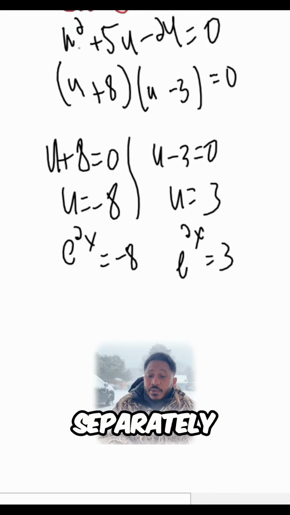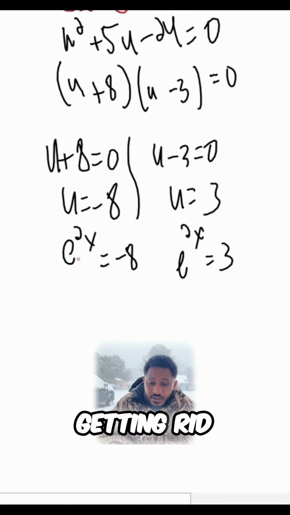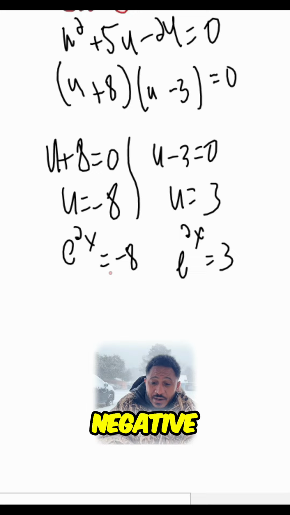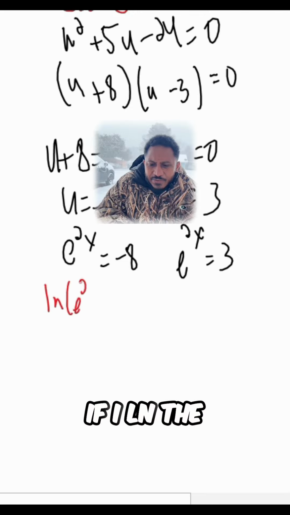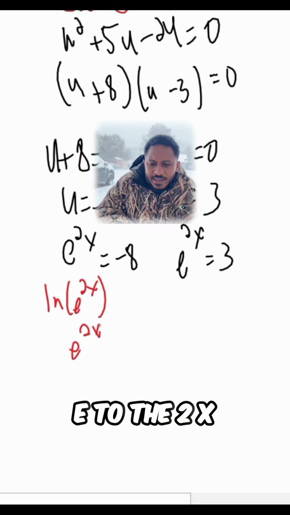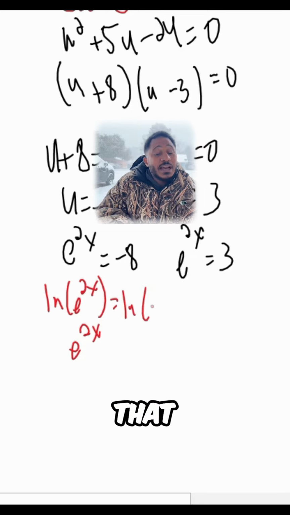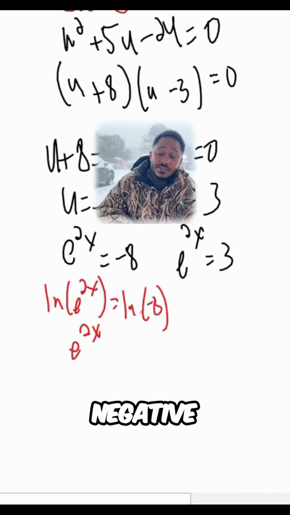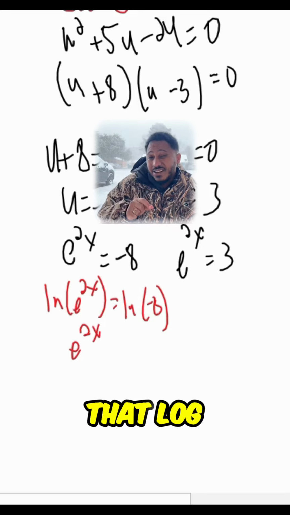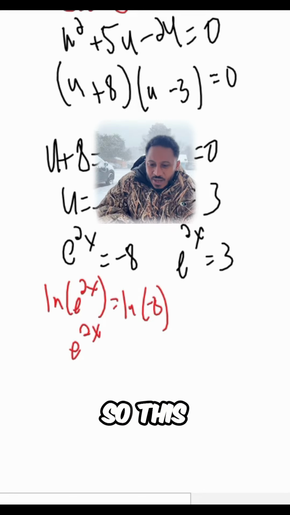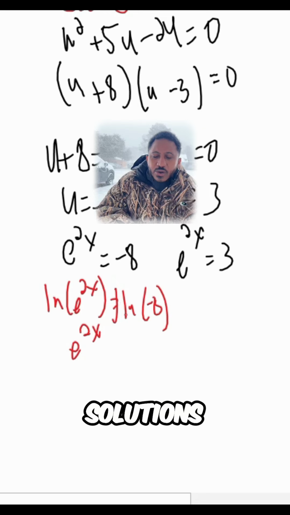How we solve these separately is by first getting rid of the e to the power, which equals a negative number, so we ln both sides. But notice what happens. If I ln the left-hand side, that'll give us just e to the 2x. But the right-hand side is the ln of something negative. Remember, one of our properties of logs is that the argument inside of the log has to be positive. So this doesn't give us any solutions.